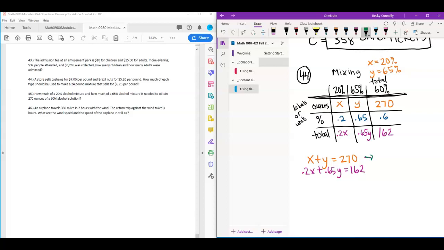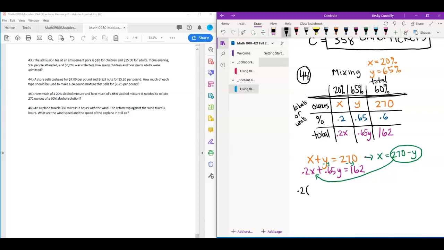So if I solve this equation for x, to get x by itself so I can substitute it into the other equation, that means I need to subtract y over to the other side. So that means I'd have x equals 270 minus y. And so then I can take that 270 minus y and put it in place of x here in the other equation. Okay. All right, so then when I do that, I get something that looks like this.